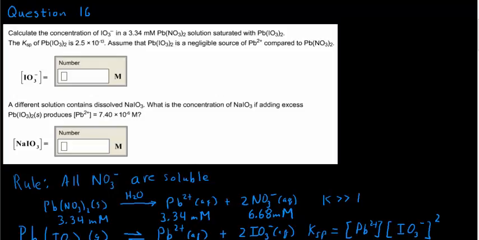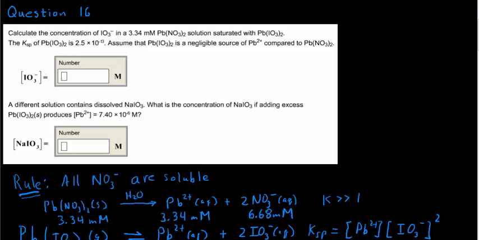We're asked to calculate the concentration of IO3- iodate in a 3.34 millimolar lead nitrate solution that's saturated with lead iodate, Pb(IO3)2. The solubility product constant of Pb(IO3)2 is 2.5 times 10 to the negative 13th, so it's relatively insoluble. We're asked to assume that the lead iodate is a negligible source of lead ion compared to the lead nitrate. What's going on here is we're making use of a solubility rule that tells us that all nitrate-containing compounds are very soluble in water under normal conditions.